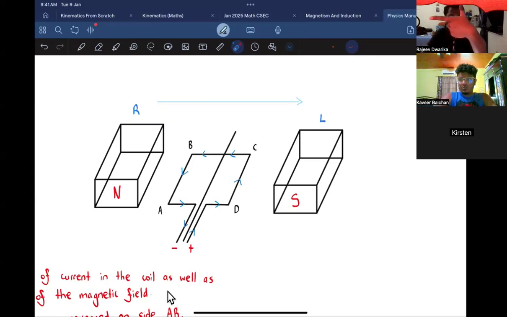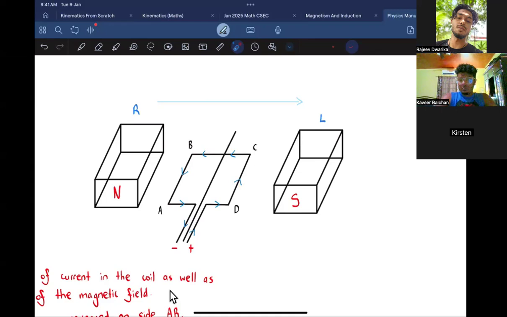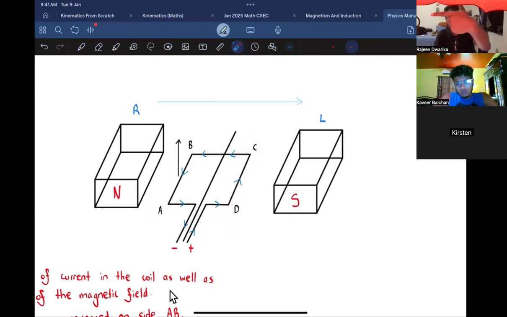Upwards. Right. So if that is the case, this side of the coil will experience what kind of force? Upwards force. Right. This will experience an upwards force. And this one over here, is the current going in or is the current coming out? Going in. Right. So let me do Fleming's left hand rule for that.